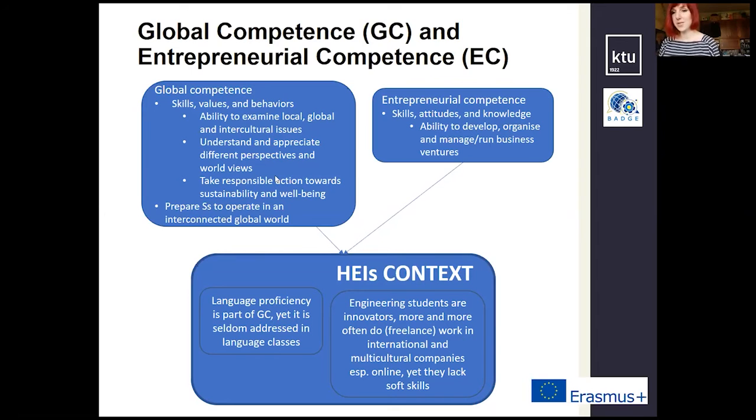So these are the soft skills that they are lacking, which we find again and again being said both in scientific papers and from our colleagues who are teaching those students. And they need to improve those soft skills, not only to be able to work in those multicultural teams, but also to be able to sell their ideas.